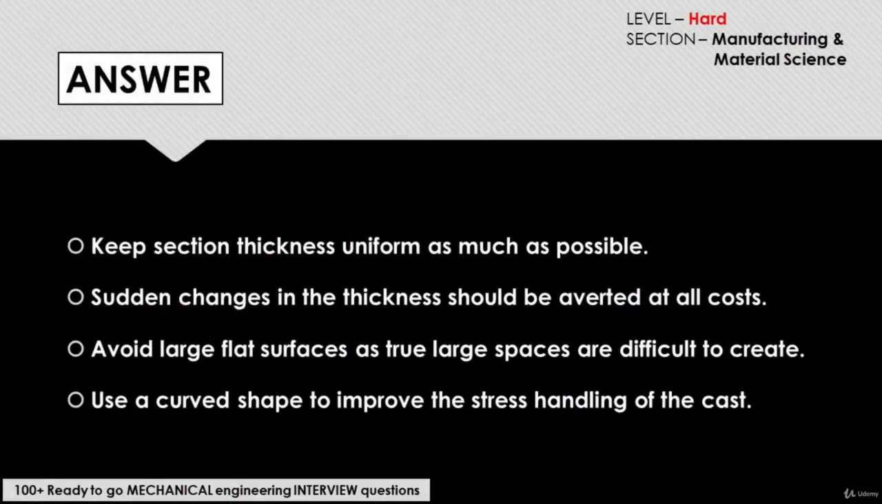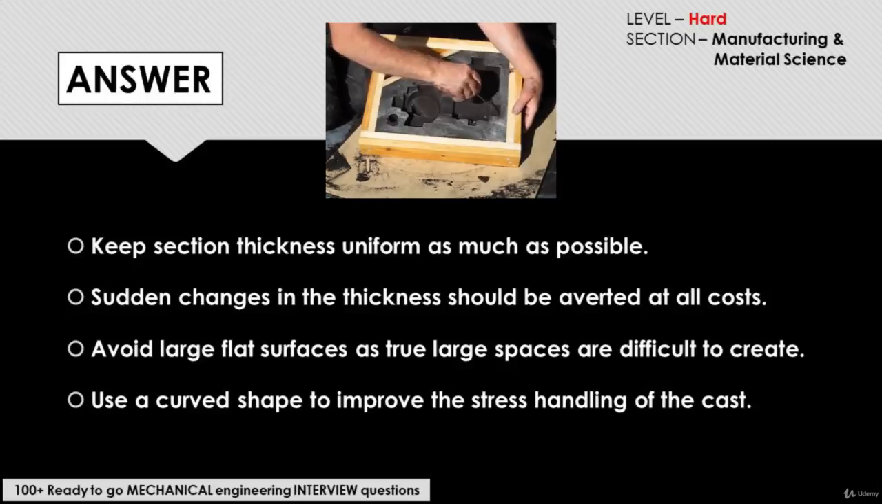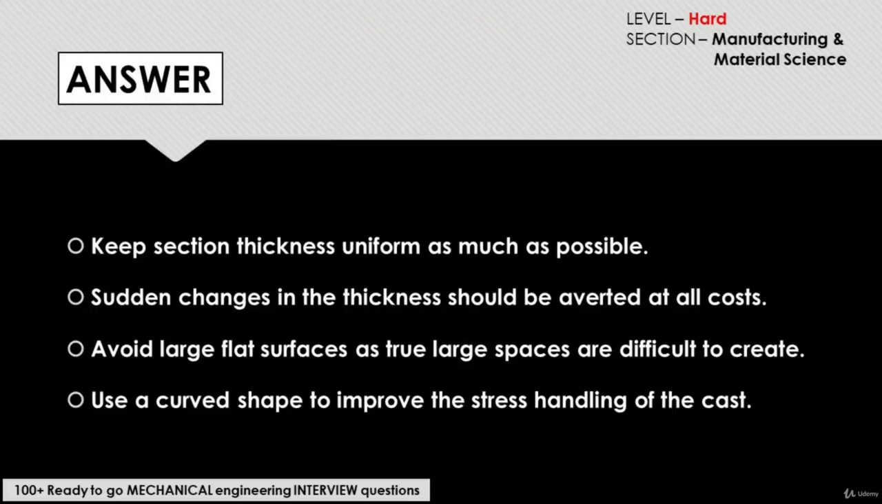Explain the important rules that must be kept in mind while designing castings. You need to keep the section thickness uniform as much as possible. Sudden changes in the thickness should be avoided. You must avoid large flat surfaces because large spaces are difficult to create. Always use a curved shape to improve the stress handling of the cast.